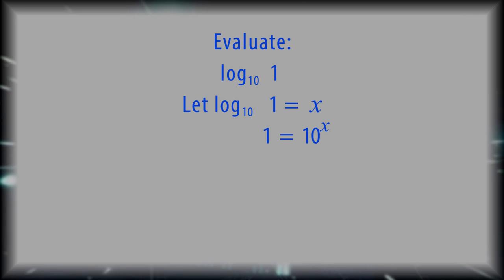Can we change 1 to an index number with base 10? Yes. We know that 10 raised to the power 0 is 1. So we are going to write the 1 as 10 raised to the power 0. So we have 10 raised to the power 0 to be equal to 10 raised to the power x. So as you can see, x will be equal to 0. So log base 10 of 1 is equal to 0.